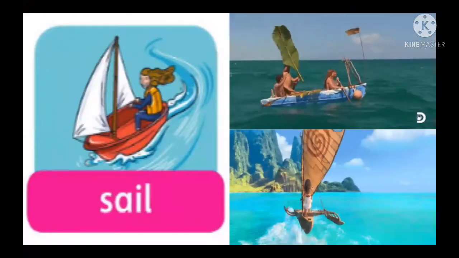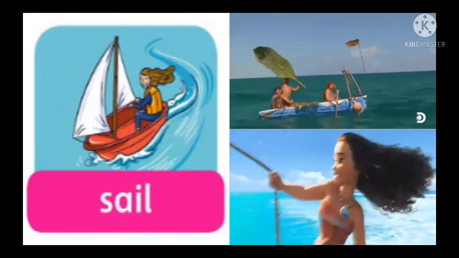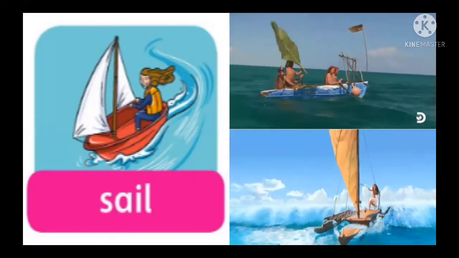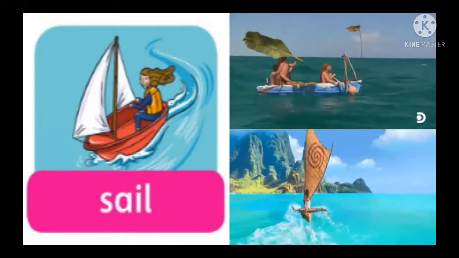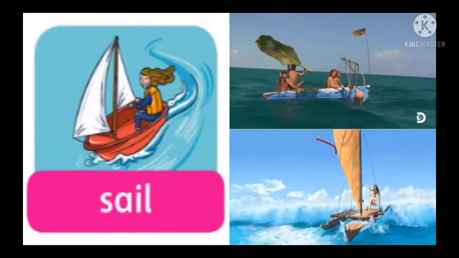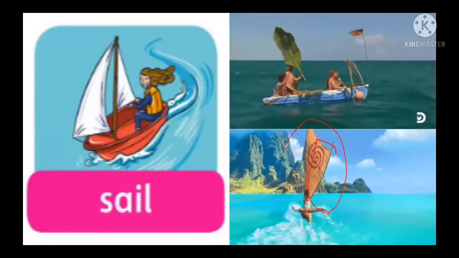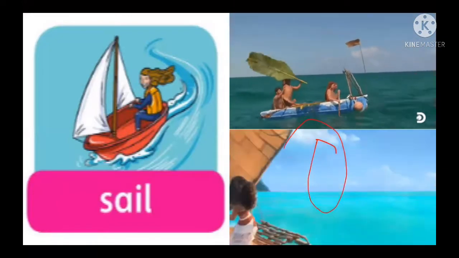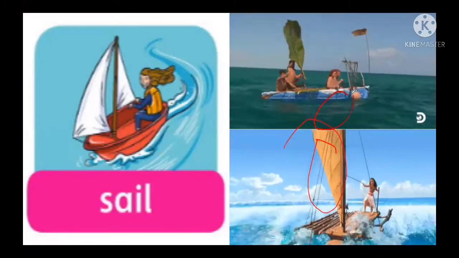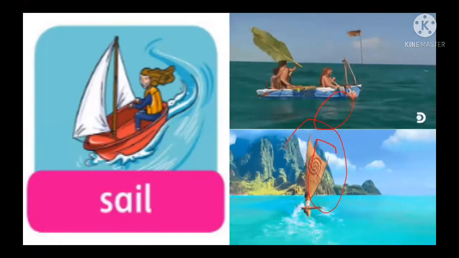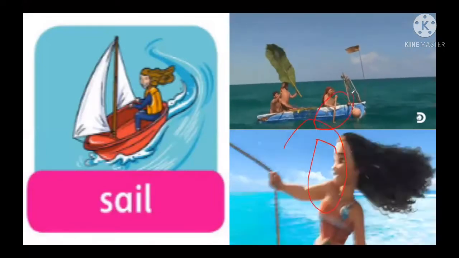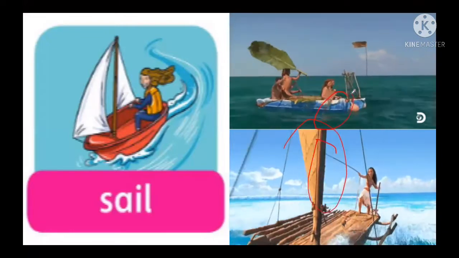Wow. This is sail. In sailing, you are just using the power of the wind. As you can see here, the power of the wind. It's like Moana's doing, see? It's only the wind, but to control the direction, you need to use paddles. This is a paddle. See? She uses a paddle. These are also paddles. So you can control direction, but to make this boat move, you must follow the wind. This is what we call sail.